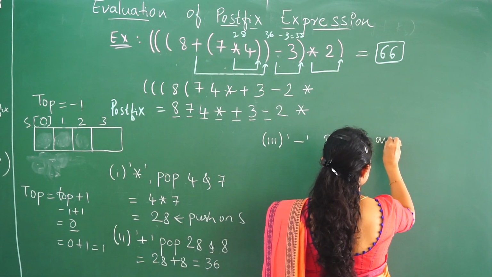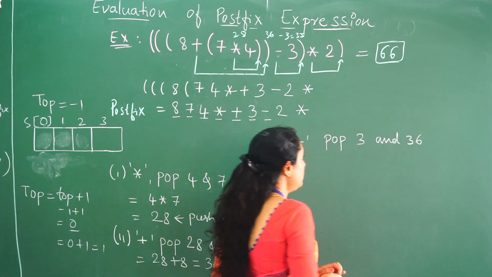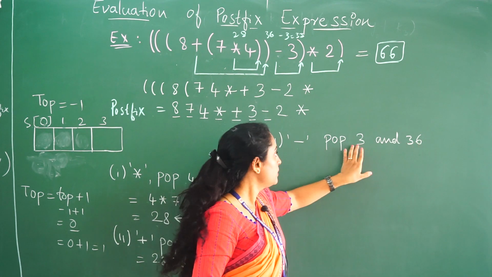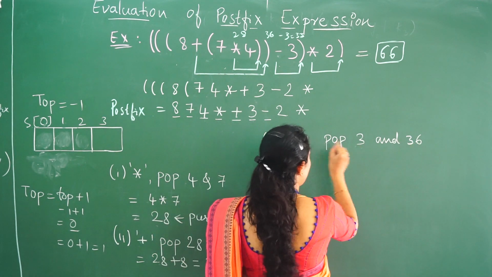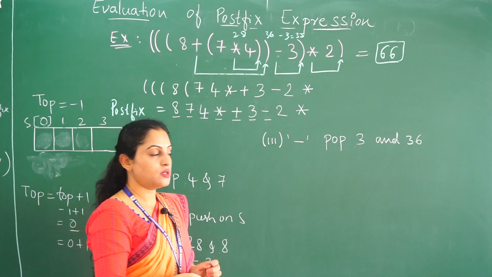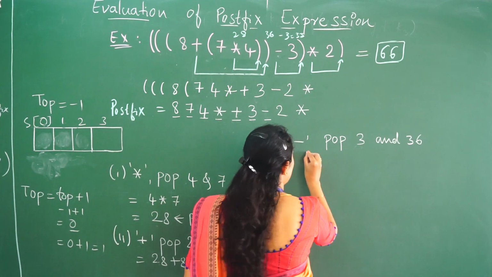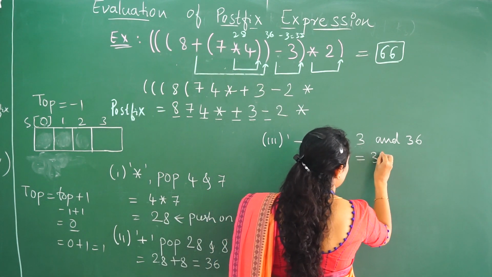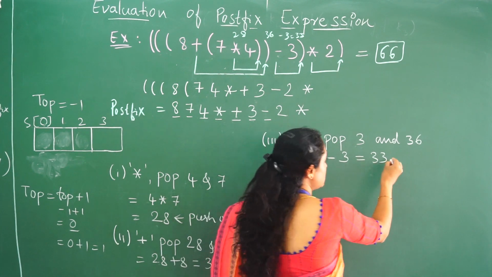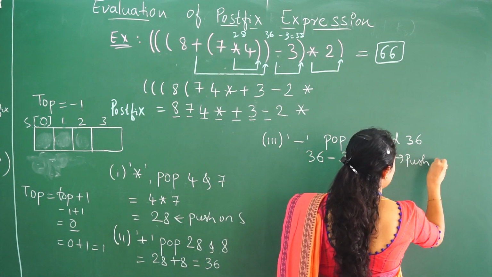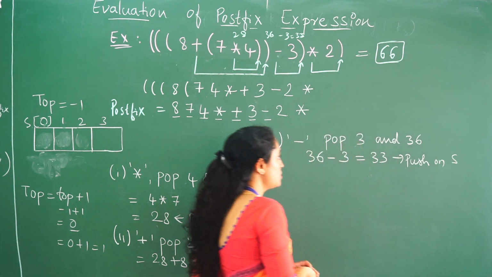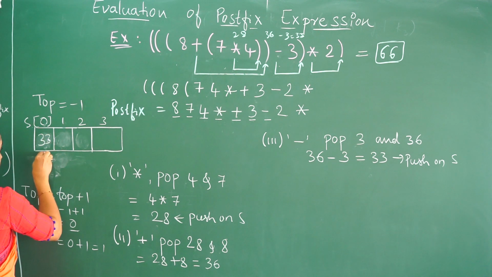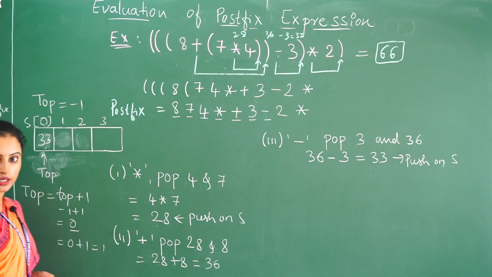We have popped 36, and we have to perform the minus operation on these 2 operands, 36 and 3. So we have to use 36 minus 3, not 3 minus 36, because in subtraction we have to subtract from the largest value. 36 minus 3, so we are going to get 33. The obtained answer we have to push on the stack. So the answer we have got is 33, and we are pushing it into the stack. So top is pointing again to the first element here.